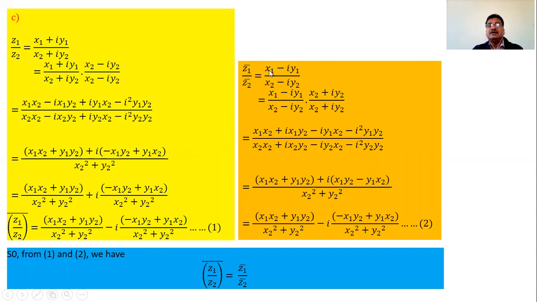So z1 bar is x1 - iy1. z2 bar is x2 - iy2. Then again rationalize the denominator. The conjugate factor of x2 - iy2 is x2 + iy2, multiply and divide by the same. Multiplying, we have the same answer. Observe 1 and 2, so from 1 and 2 we have the bar of z1 by z2 is equal to z1 bar by z2 bar.